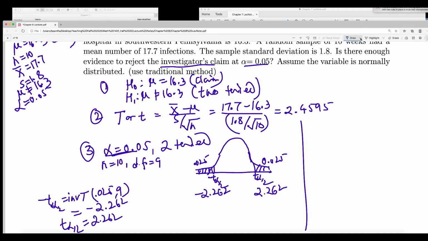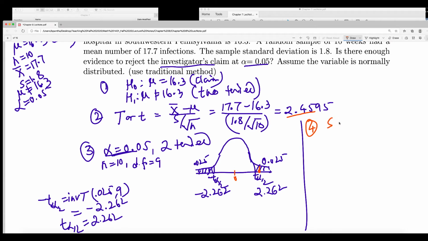Let us do step number 4 here. So step number 4 is now decision, right? How do we make the decision? Does this test value fall in this critical region or not? Or fall in this shaded region or not? So this is 2.45. This is 2.26. So it looks like the 2.45 is bigger than 2.26. That means since 0 is in the middle, that falls in the critical region, right?